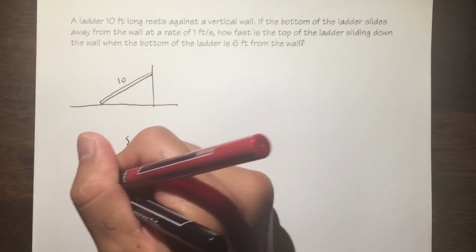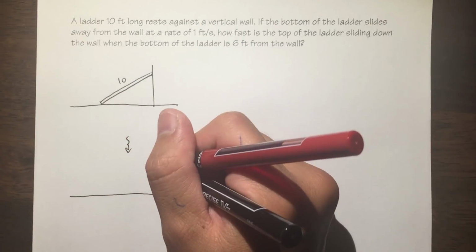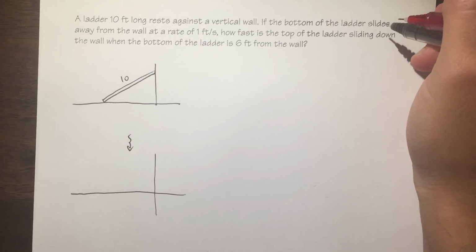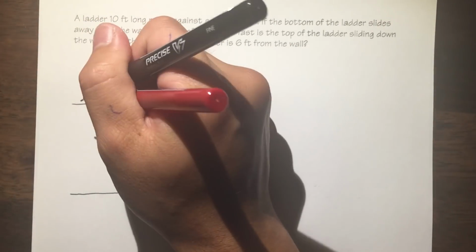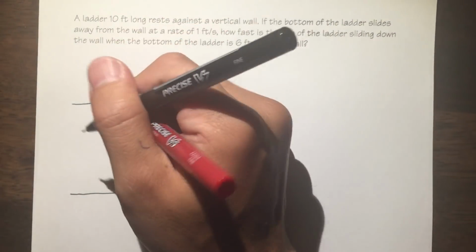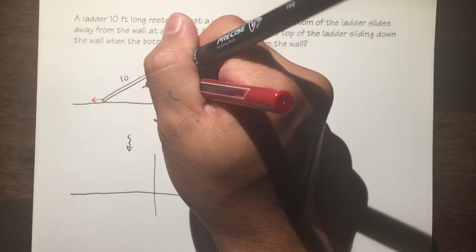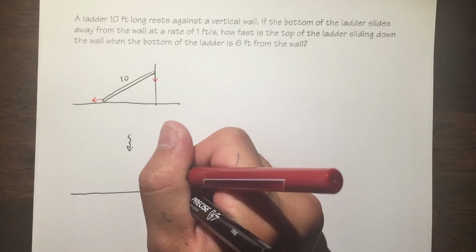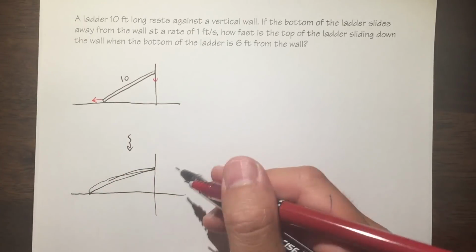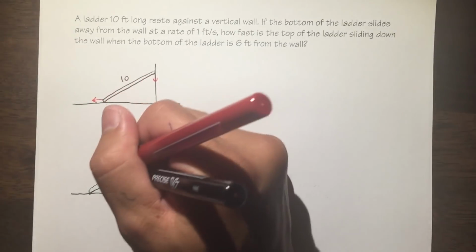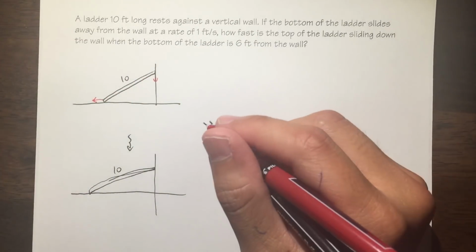And I will just show you guys what happens right here. Well, it says the bottom of the ladder is sliding away. So that means you are pulling this away, right? So you can imagine this is being pulled away and this is going to be sliding down. Therefore, the next picture is going to look like this. This and that's supposed to be 10 and 10, alright? So just excuse my picture. Anyway, this is still 10.